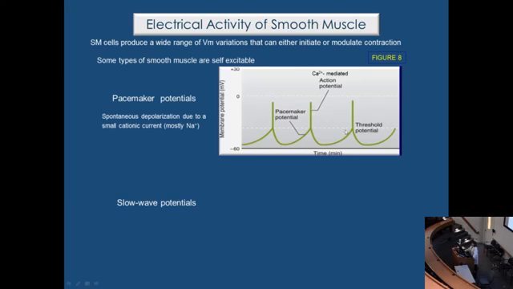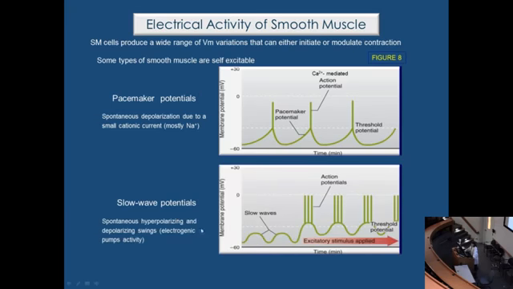So this type of activity is very similar to the activity that you reviewed in your heart lectures, right? For the SA node or AV node activity, the pacemaker cells. So this is a similar activity to what you find in the smooth muscle cells.